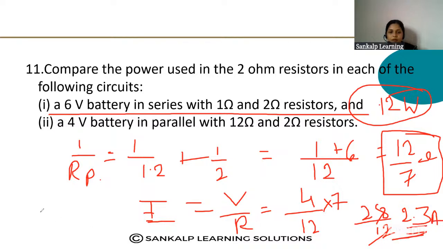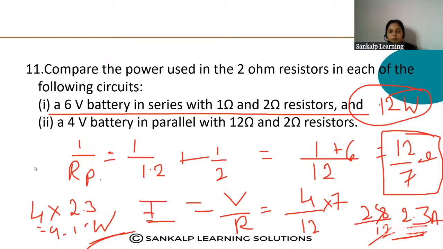So now P is equal to V into I. V is equal to 4 volt and I is equal to 2.3. I will take it just for the reference. So what is the value? 4 into 2.3, that is equal to 9 point something, 9.12 watt. Okay. So this is one method of doing this sum, and one more method is there.